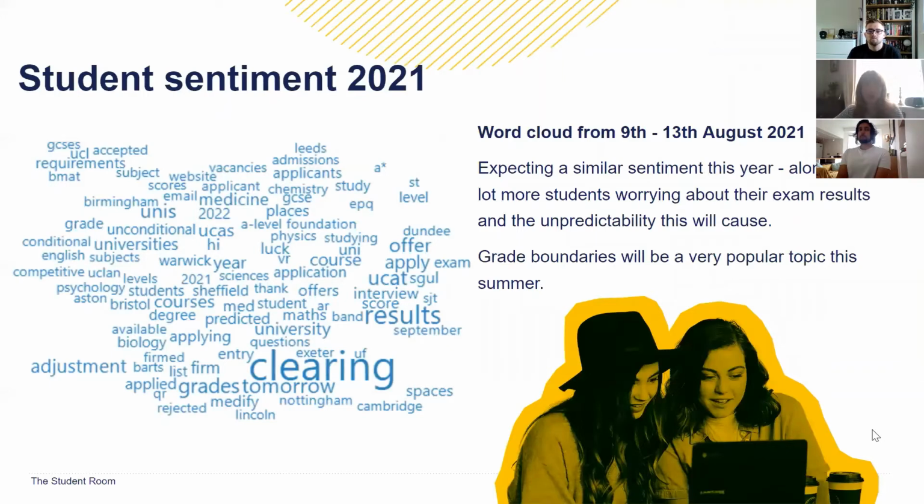This was a word cloud that was taken from the week of results last year. We're expecting a similar sentiment this year. You can see clearing is an incredibly large one there, clearing results, with a lot more students worrying about exam results this year. So we're expecting that to increase, and the unpredictability that has been caused. Again, as I've mentioned several times, grade boundaries will be a really popular topic this summer. Next slide.